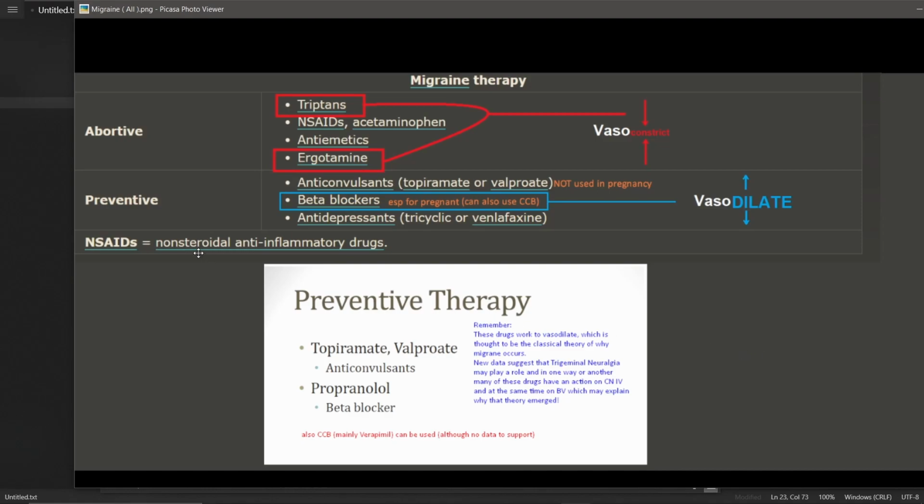So in the initial stage, to prevent the vasoconstriction, you are going to give drugs which supposedly vasodilate the blood vessels. I mean, supposedly the mechanism is that they vasodilate. This might be the case for beta blockers and calcium channel blockers. It might not be the case for anticonvulsants and antidepressants.